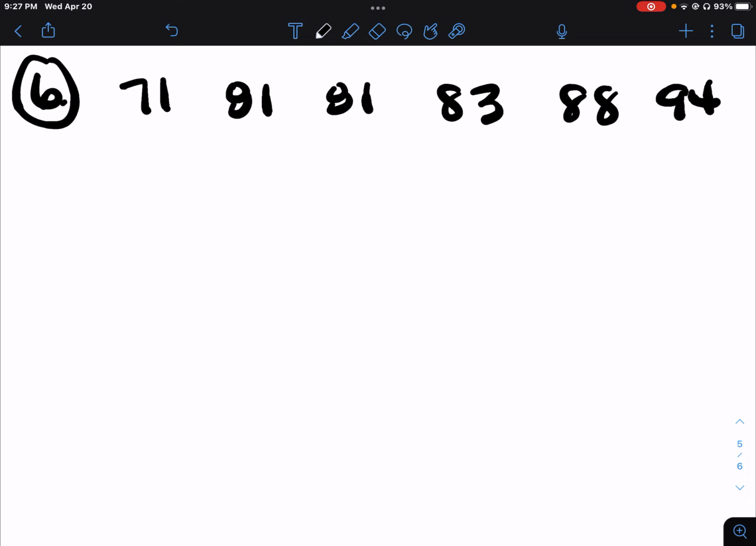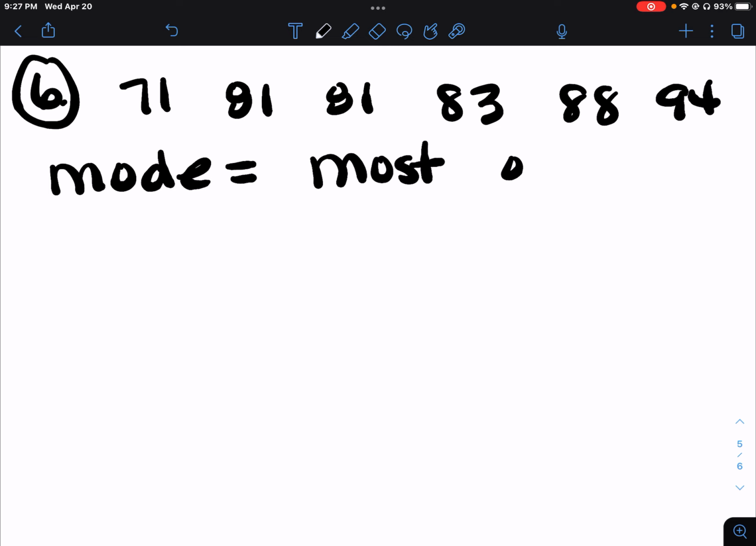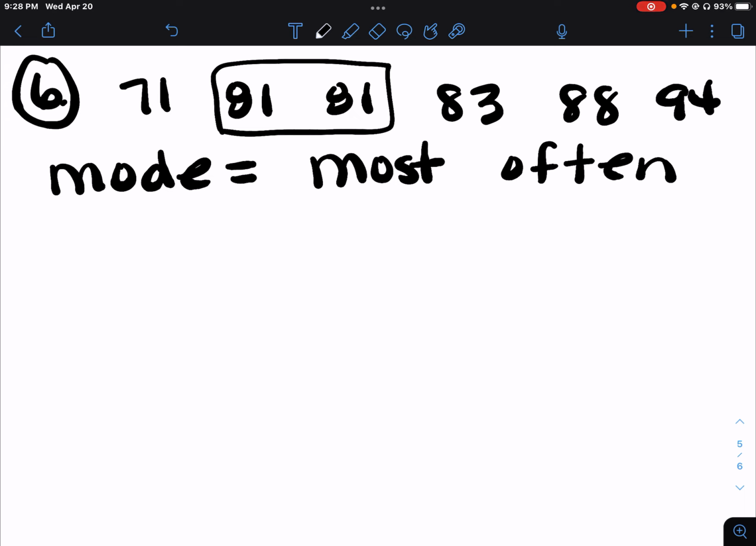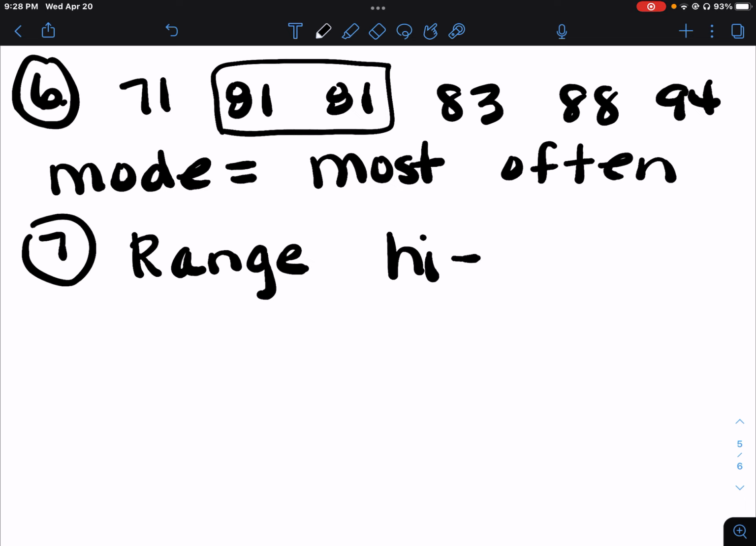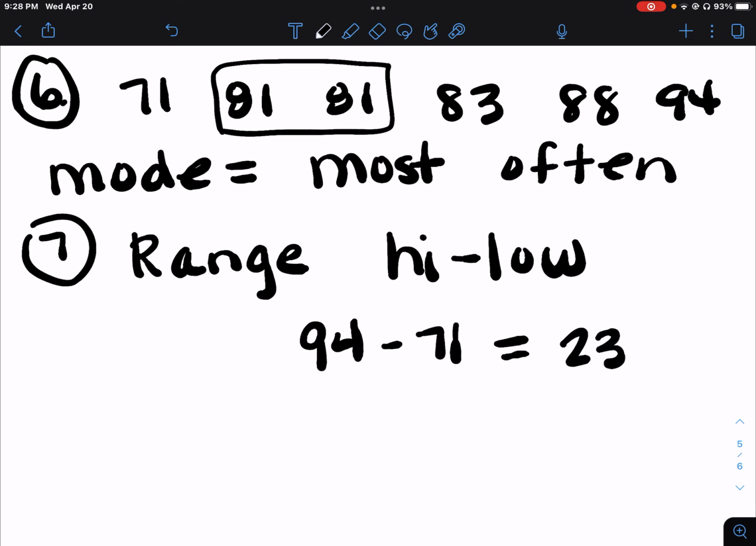Number 6, the mode is the most often. Okay, so that would be 81. Okay, the range, you take the high minus the low. So that would be 94 minus 71 is 23.